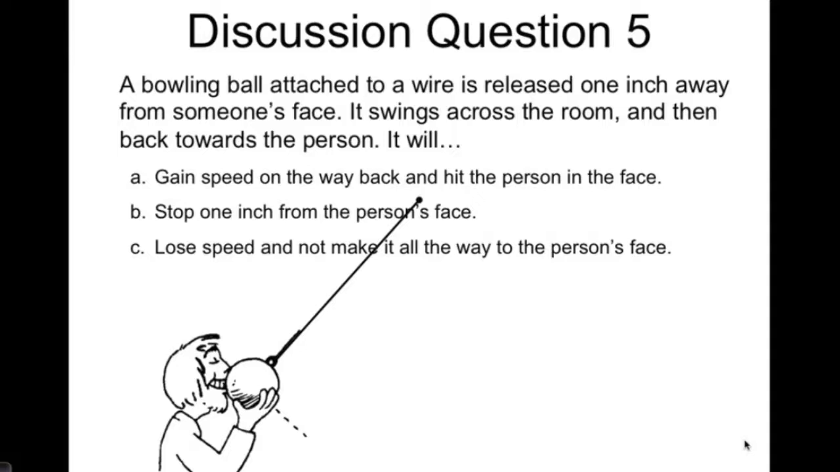A final discussion question I want you to discuss with a partner is, if we had a bowling ball attached to a wire to our ceiling and it's released 1 inch away from someone's face. It then swings across the room and then back towards the person. Which of the following is true? It will A, gain speed on the way back and hit the person in the face, B, stop 1 inch from the person's face, or C, lose speed and not make it all the way to the person's face. At this point in the lesson, you should be able to answer this question correctly. Make sure you discuss the answer with your neighbor and why you chose the answer.